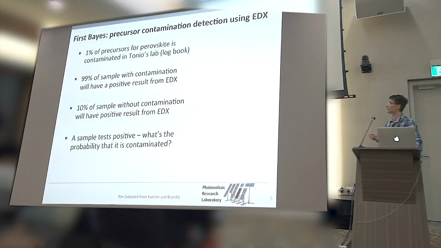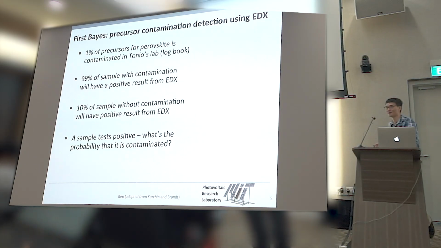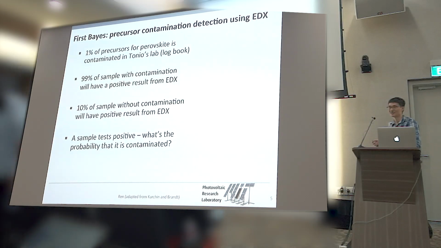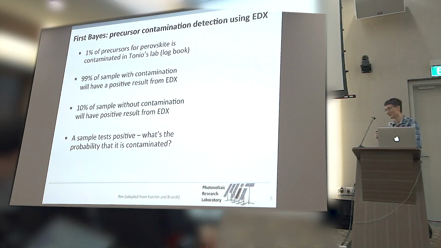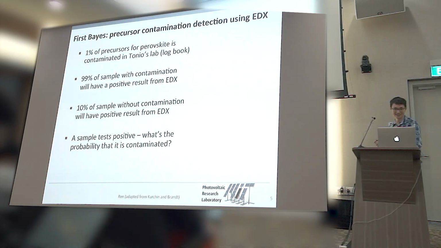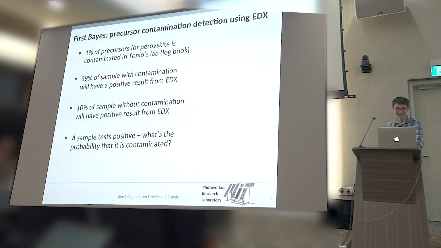But at the same time, because of the way you're handling the sample, maybe you have some undesired elements on your tweezers, on your gloves. So even if the sample is not contaminated, it can be diagnosed to be positive in your EDX test. So indeed, he ran a test, and this precursor shows a positive. It gives a positive test, and then what's the probability that this precursor is contaminated?